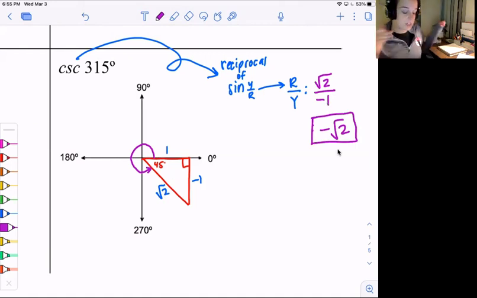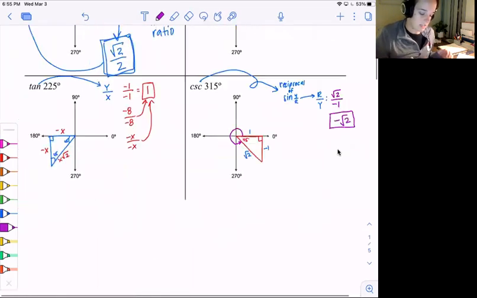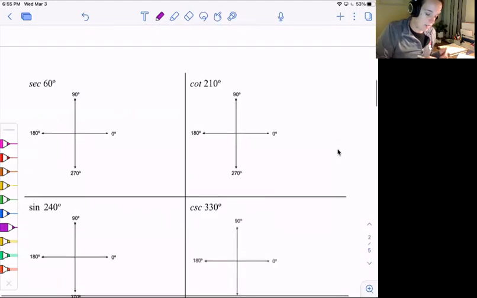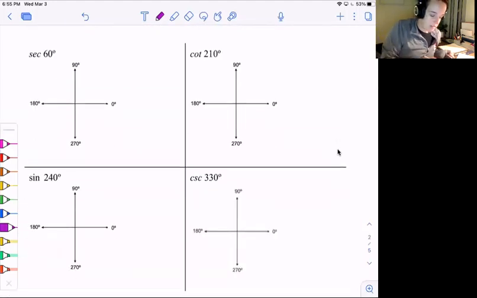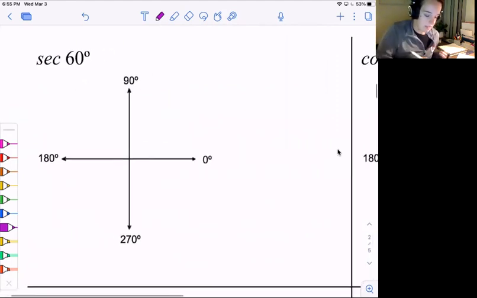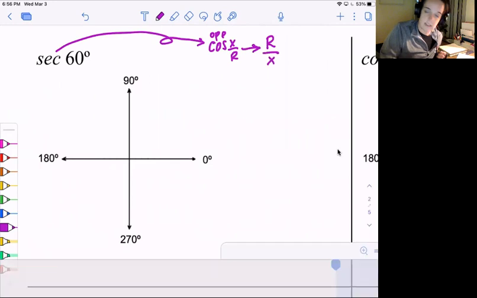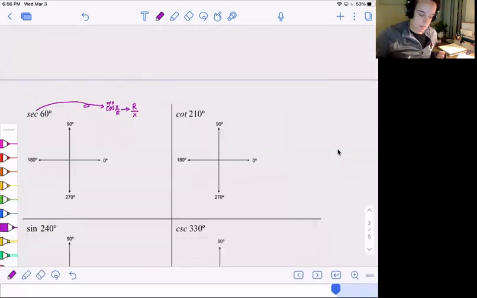Sweet. So we've learned a lot about 45, 45, 90 triangles. Now we're going to take a look at the other subsection, which is our 30, 60, 90 triangles. All right. So we're going to follow the same steps. First step is to figure out what ratio I have. So secant is the opposite of cosine. Cosine is x over r, so what we're going to be looking for is r over x, the reciprocal version.